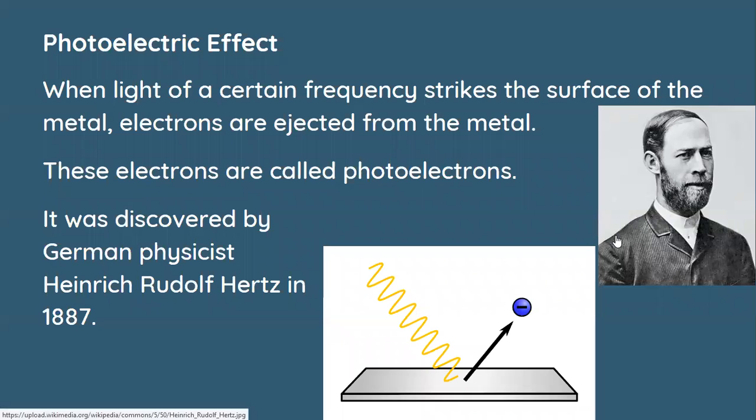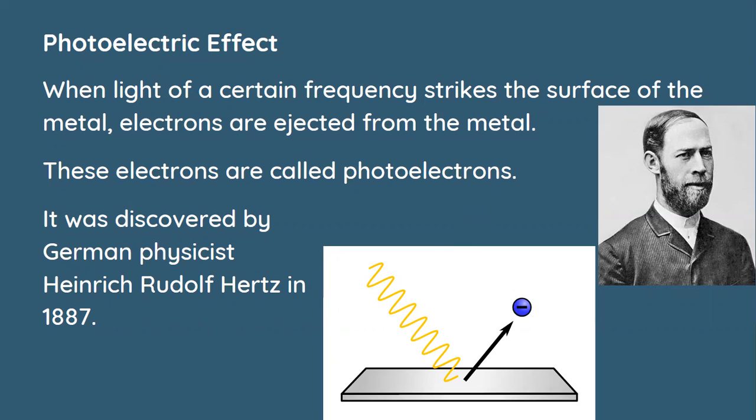It was first observed by Heinrich Rudolf Hertz in the year 1887. What he noticed was that when light of a particular frequency hit a metal surface, electrons were ejected out. These electrons are also called photoelectrons, and this effect, where light of a particular frequency hits the metal and electrons are ejected, is called the photoelectric effect.